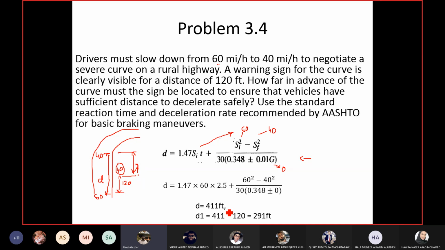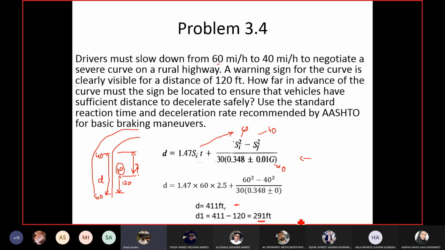Now, out of the total 411 feet, the distance between the driver and the sign is 120 feet. So the remaining is the distance between the sign and the curve. The sign should be at least 291 feet before the curve, so that when he looks at the sign, his distance to the curve is the required stopping distance.